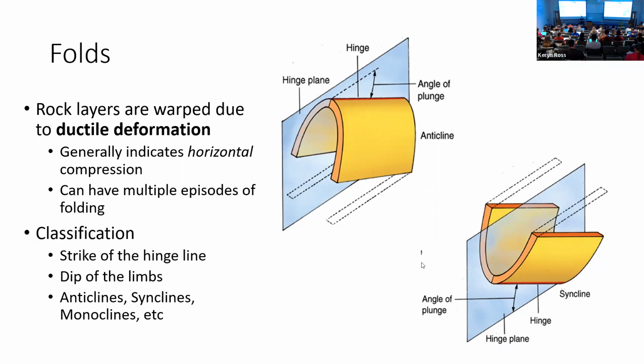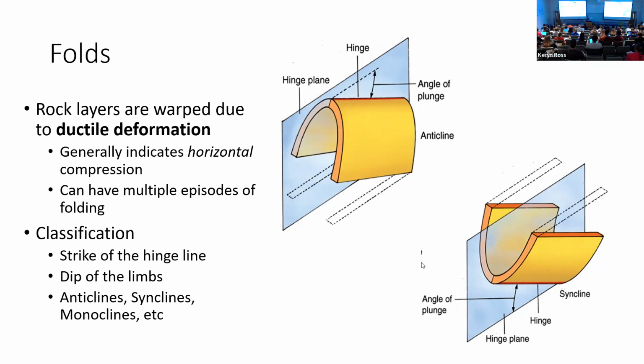And the way we classify these, of course, because we're scientists, we have to name everything. We classify these based on, this is going to be like, crap, what is she talking about? But don't worry, it's going to make a lot of sense. Strike of the hinge line, the dip of the limbs, and this gives us anticlines, synclines, monoclines, etc. So you're like, crap, I don't know what she's talking about.